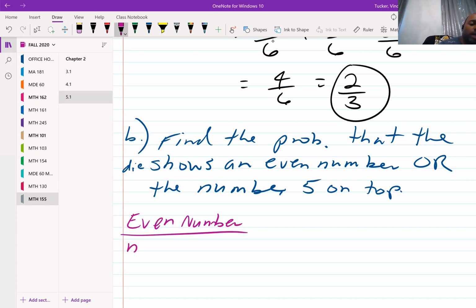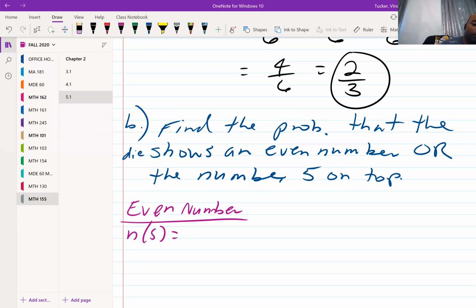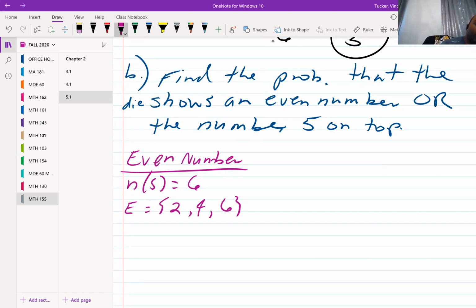So once again, establishing your sample space, that's going to be 6 for us. And erase. Really? Okay. All right, there we go. So even number once again is 2, 4, 6. The number of even numbers is 3. Probability of getting an even number is 3 over 6.